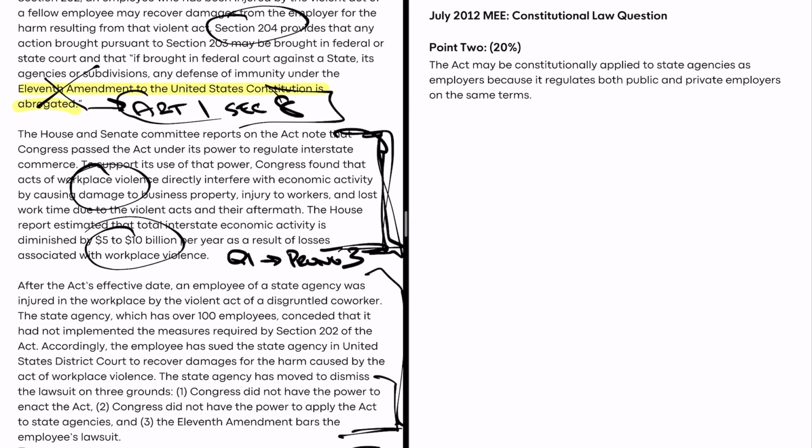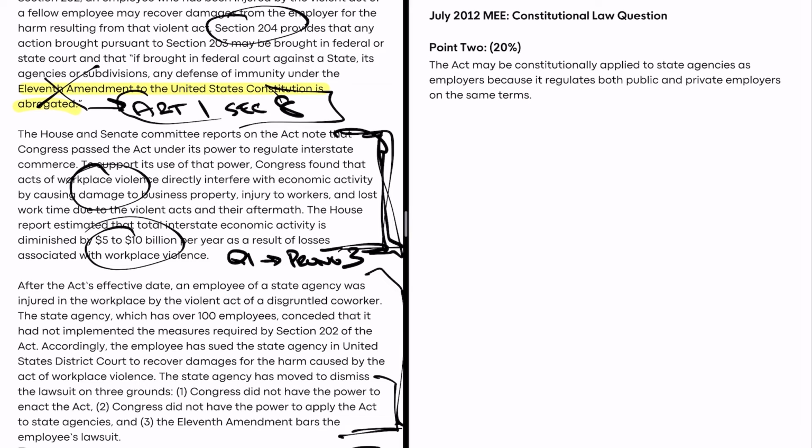Takes us to point number two, which is worth 20% of this essay. Here, the bar examiners were looking for examinees to conclude that the act may be constitutionally applied to state agencies as employers because it regulates both public and private employers on the same terms. So our starting point rule when we're thinking about commandeering, right? Whether Congress is commanding the states to act or not.